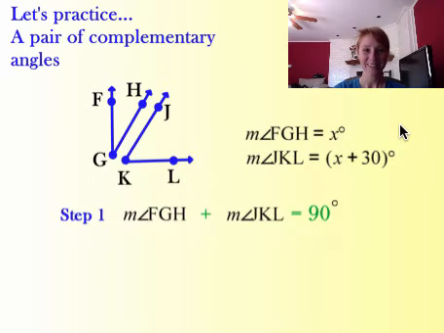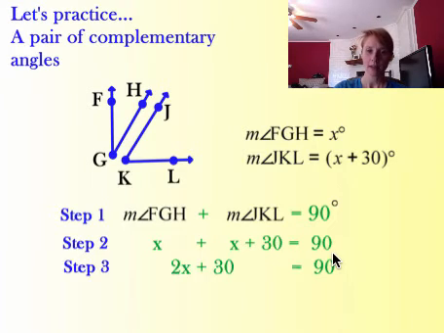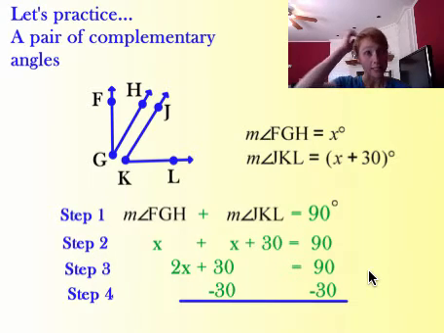So again, step 1 in this problem is adding the 2 angles together, writing the angle names out, it's very important, and then setting the sum equal to 90 degrees. So let's plug in the expressions for each angle. We have x plus x plus 30 equals 90. Then let's combine like terms. We have 2x plus 30 equals 90. Then let's subtract 30 on both sides to combine the numbers on the right-hand side.